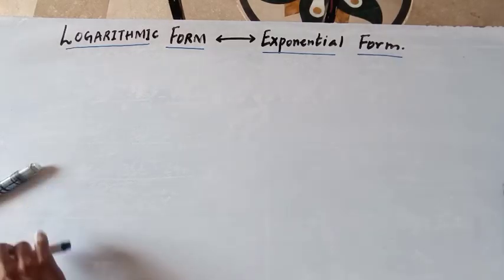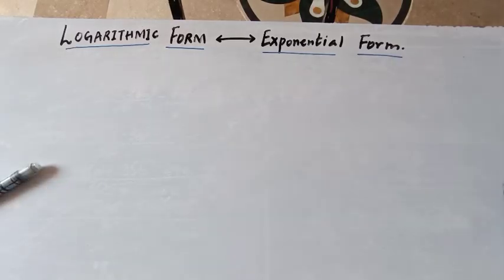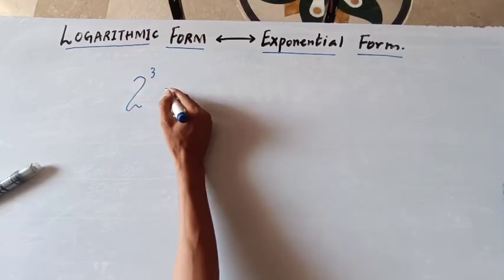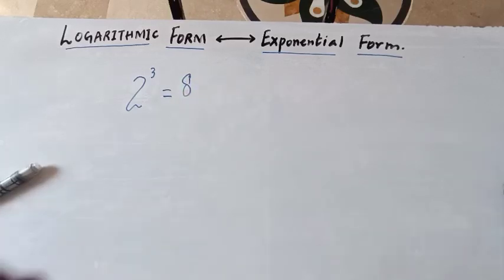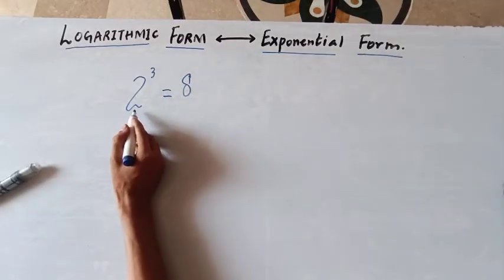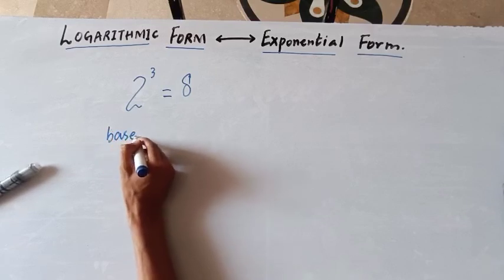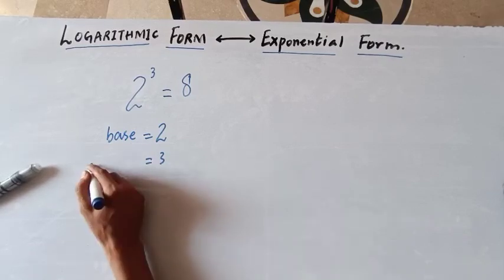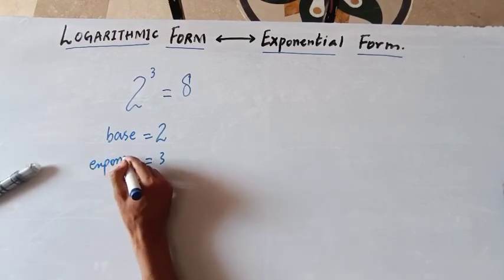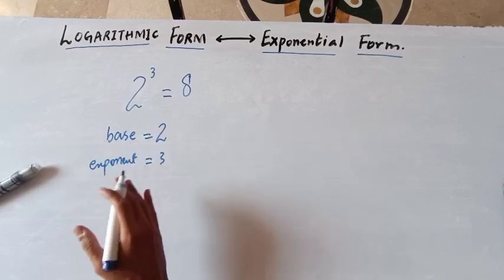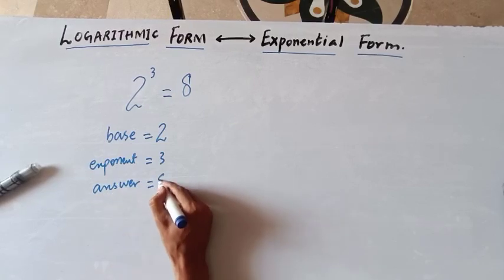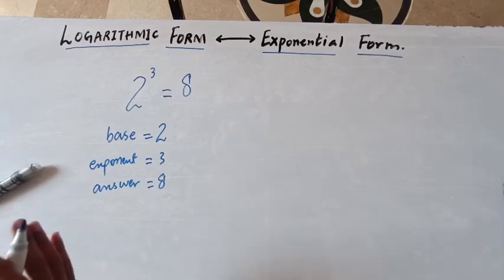So first of all, we need to understand what is meant by exponential form. You all are aware about it. If I write 2 power 3, what is the answer? 8. Over here, this 2 is called the base. This 3 is called the power or exponent. And the answer of 2 power 3 is 8. Right? So this is exponential form.